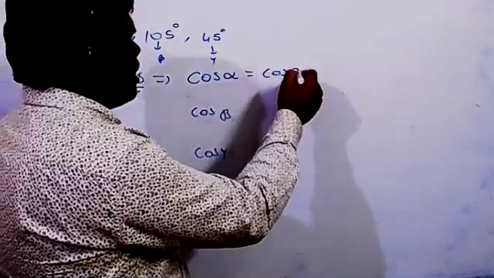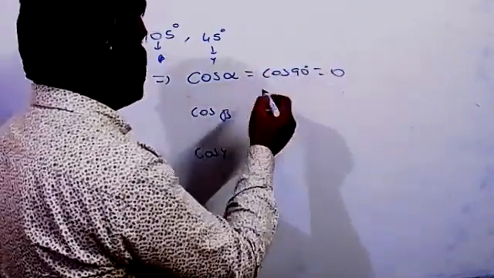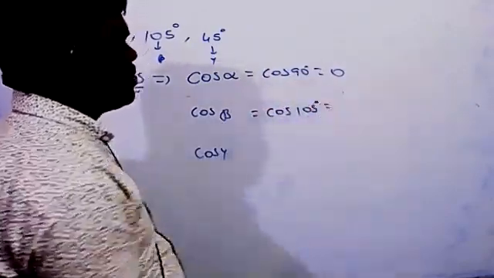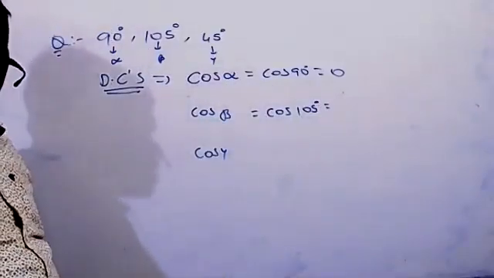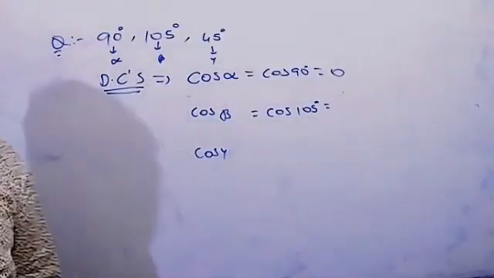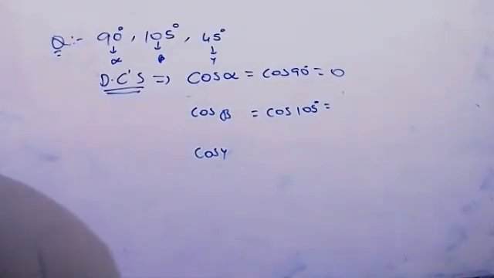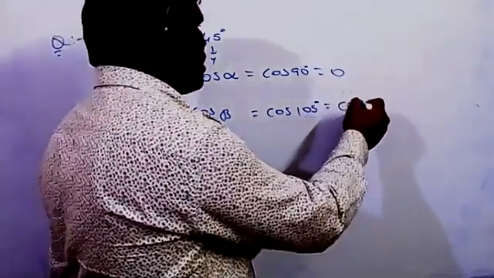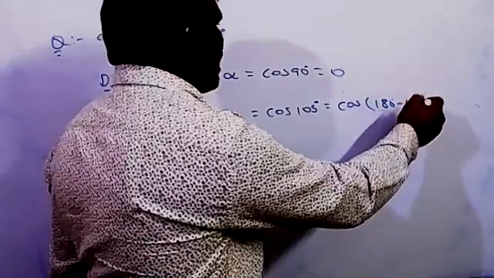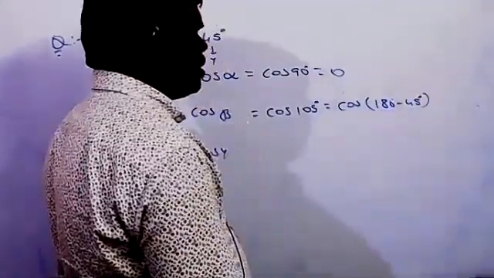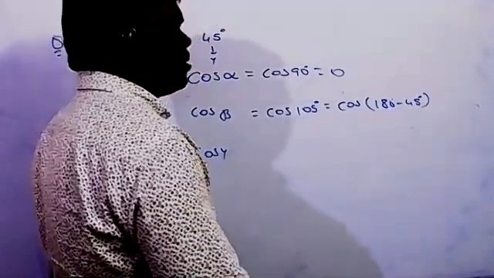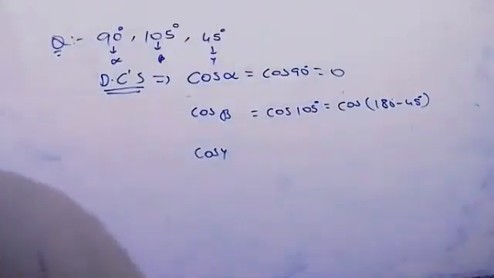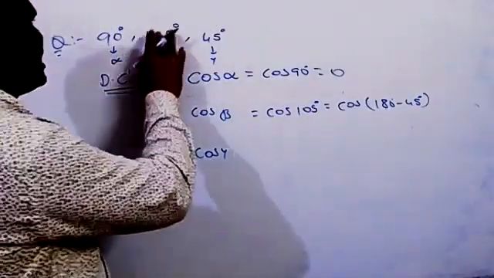It is equal to cos 90, which is clearly 0, and cos beta equals cos 105 degrees. What is the value of cos 105? Is it 1 by root 2, or minus 1 by root 2? You can write cos 180 minus 45. Oh, sorry, sir, 90 plus 45. This is 135, not 105. Sorry, it is 135 degrees.